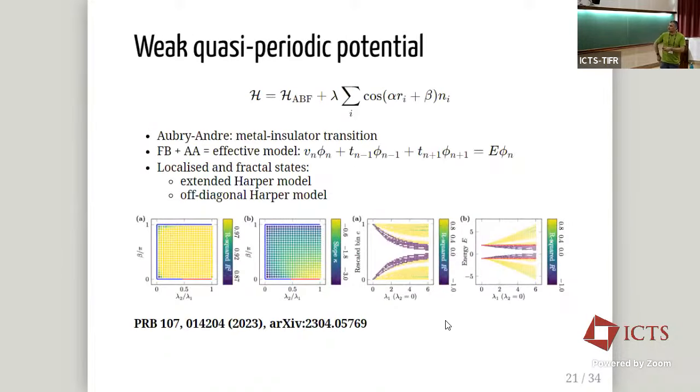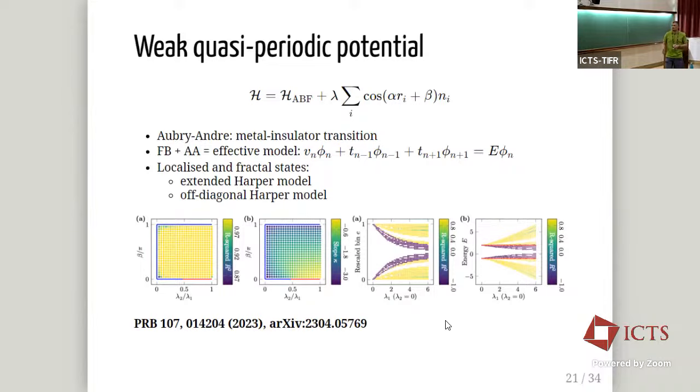Another type of disorder perturbation that we looked at, which is pretty standard, is the weak quasi-periodic potential. In which case, again, you take the all-band flat Hamiltonian and add a weak quasi-periodic perturbation. The question is, in the standard Aubry-André model, one finds a metal-insulator transition even in 1D. So we looked at the 1D case. What turned out is a more complicated effective model.